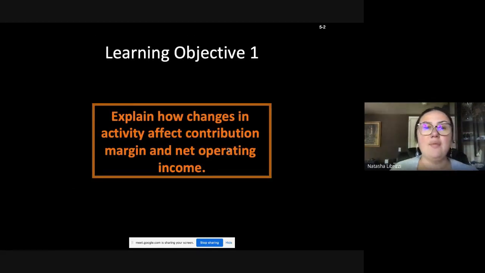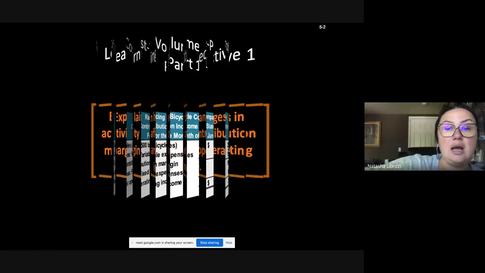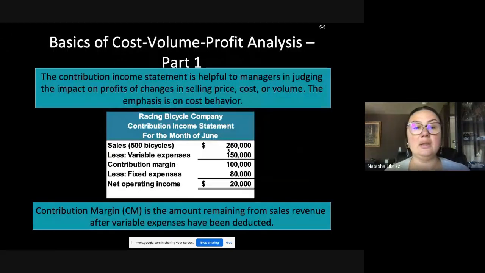Okay, our first learning objective: we're going to try to explain how changes in activities affect contribution margin and net operating income. So we talked about contribution margin from a net income perspective, and we did work on how to prepare them. So let's take a look again at the concept.